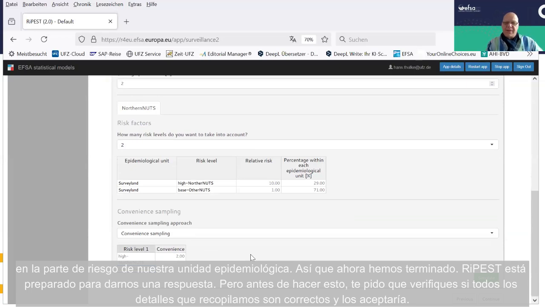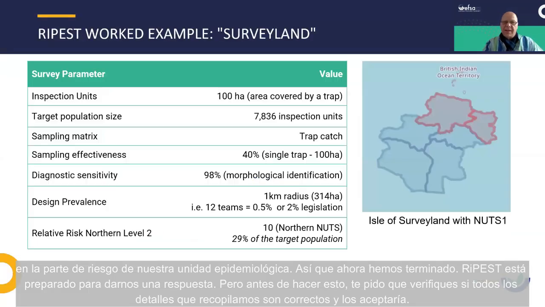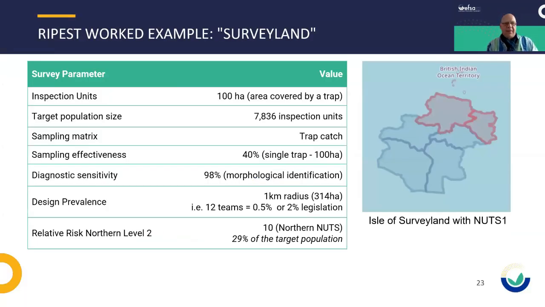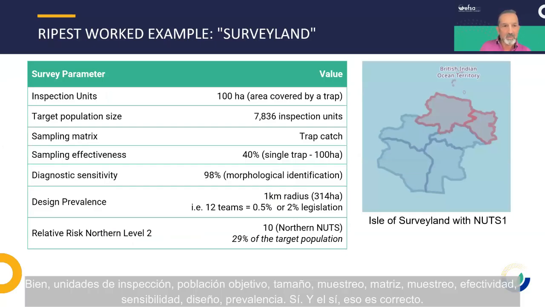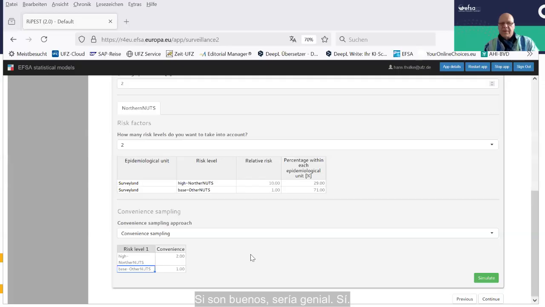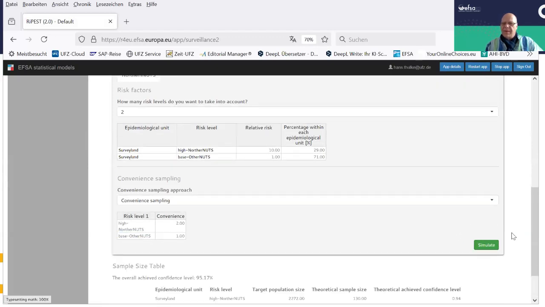RIPES is prepared to give us an answer. But before we do this, I ask you to check whether all the details that we collected are correct and you would accept them. Okay, inspection units, target population size, sampling matrix, sampling effectiveness, sensitivity, design prevalence. Yes, that's correct. If we are good, that would be great. So then we ask RIPES what would be the result.